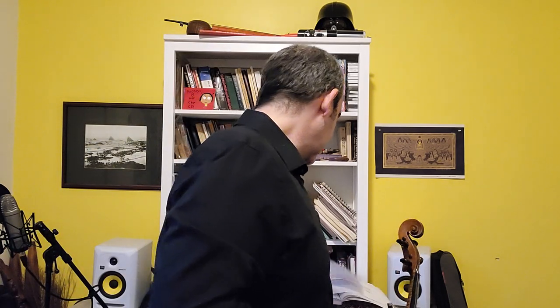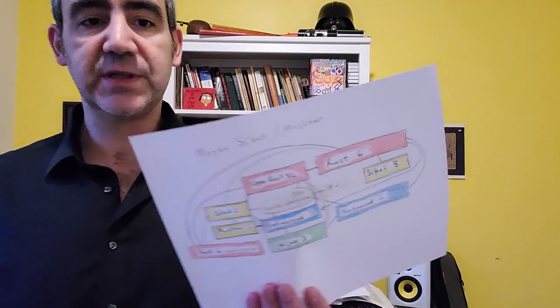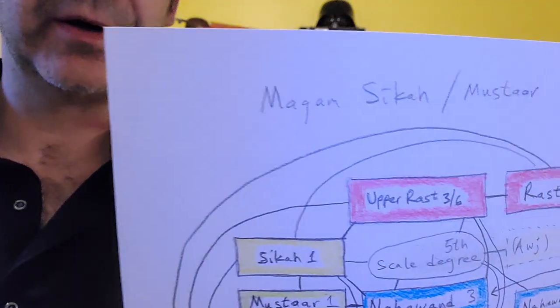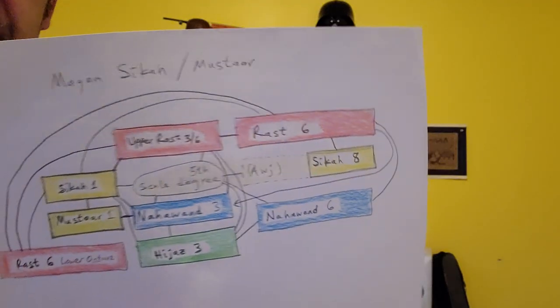So, let us look at the chart and go over Maqam Sikah and Maqam Mustaar. That's the other thing I mentioned. So, I'll discuss what that means. For right now, I'm presenting Maqam Sikah and Mustaar together as one entity, and we'll see what that means.